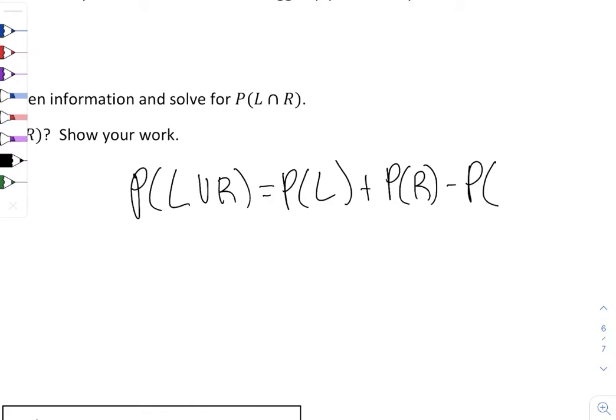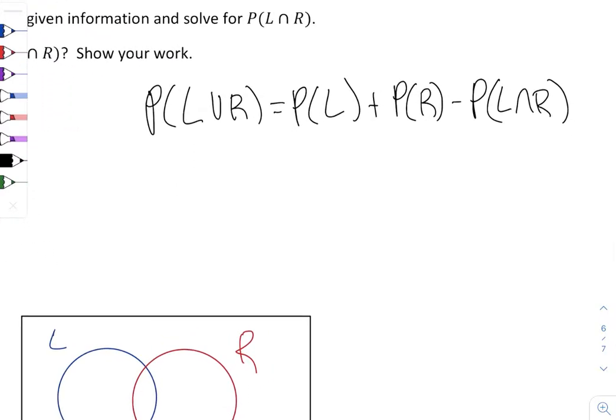It's not that it happens twice. When we have L, it's included in there. When it's R, it's included in there. So including it twice is bad. We want to get rid of one of them. That's why we subtract it out at the end. All right, so there we go.